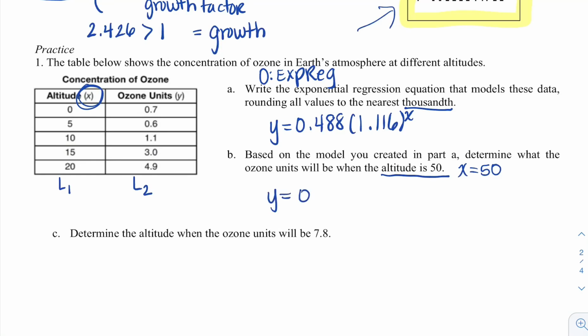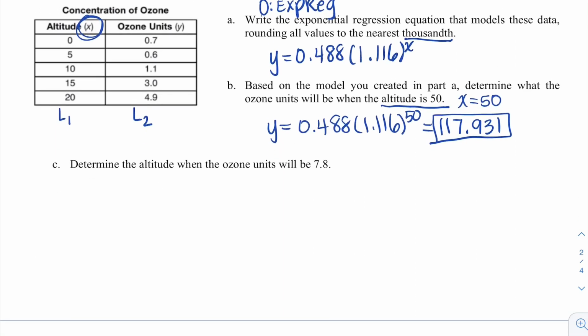So I have y equals 0.488 times 1.116 raised to the 50. I'm plugging 50 in for x. And that comes out to be 117.931. Okay, for today, like I said, let's just round to 3 decimals, although usually that will be more specified as we go along. So that's probably the easy way to use our regression equation.